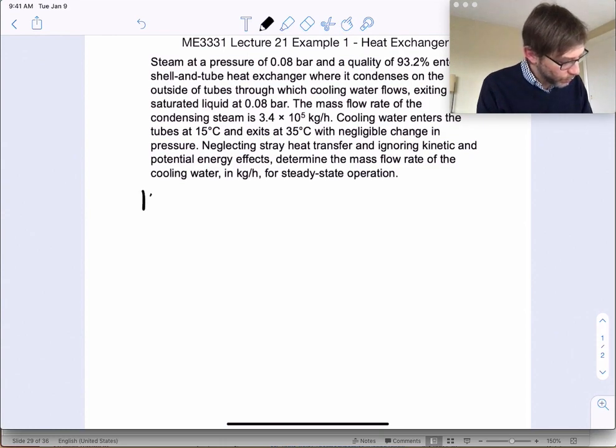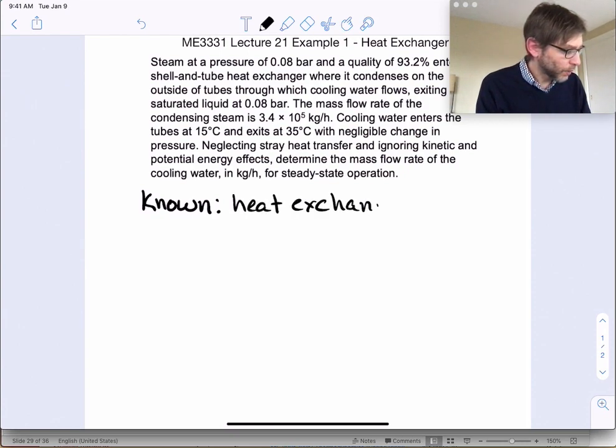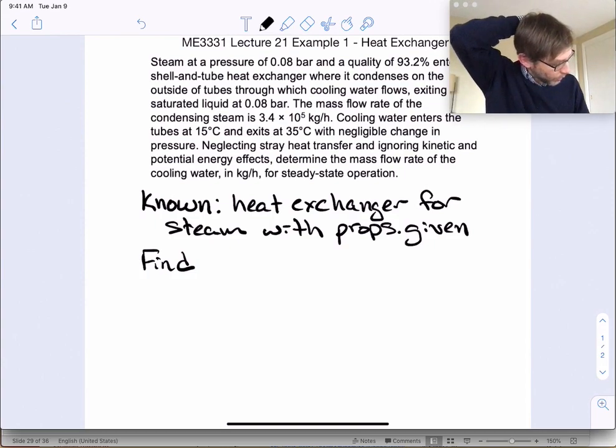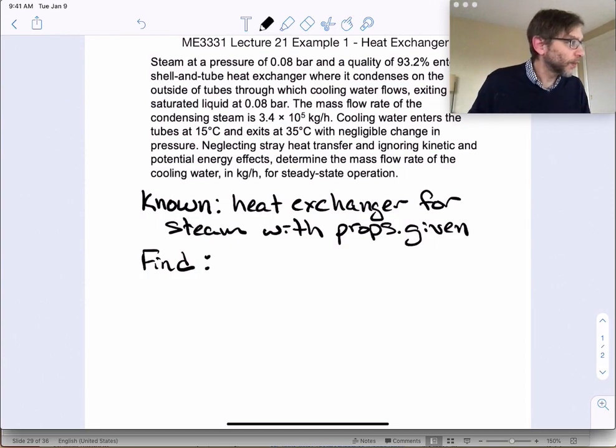Okay. So let's just say known. It's a heat exchanger. For steam, with properties given. Okay, we need to find. We'll just say find the m dot of cooling water.